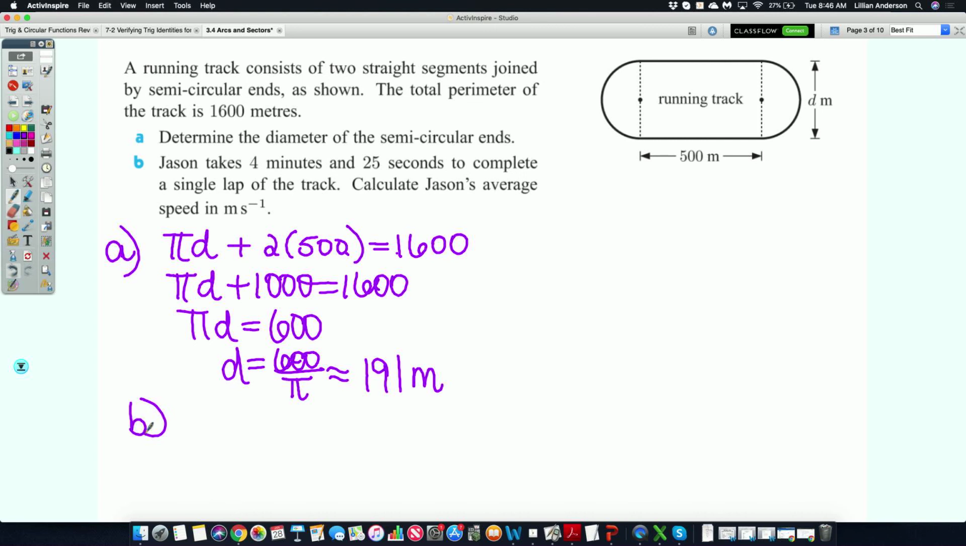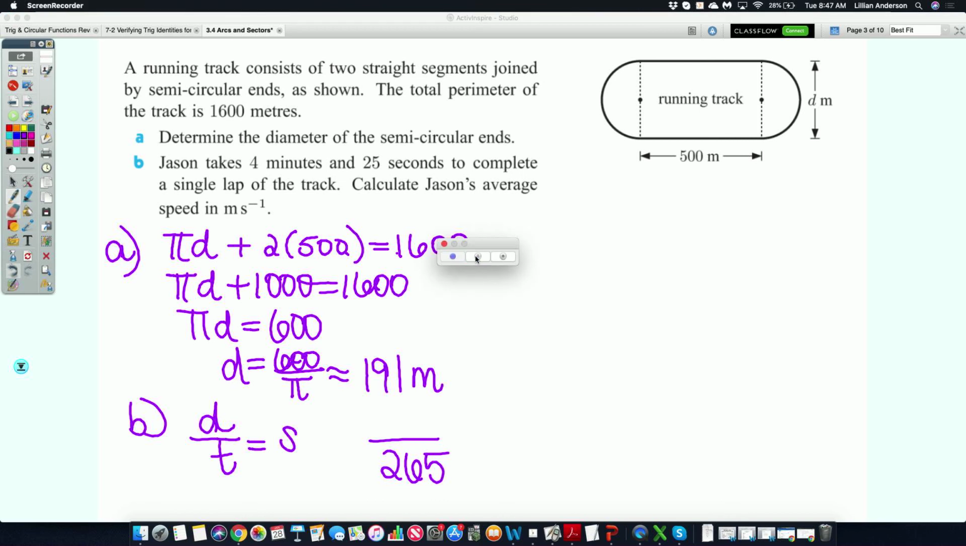What old school formula are we going to use to try to figure out Jason's average speed? Distance over time equals his speed, or the rate, how fast he's going. Very good. Remember, distance equals rate times time, so you can adjust that to any version. Since we know he's going around the track and it takes him 265 seconds, so we know his time. So what is his distance? The 1,600 meters, because that's going all the way around.